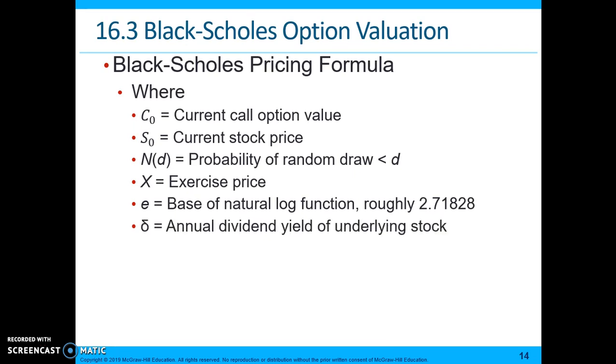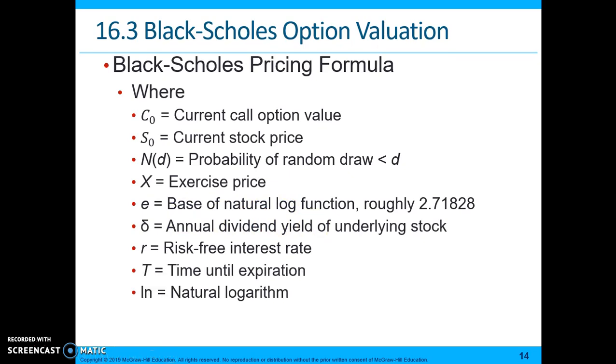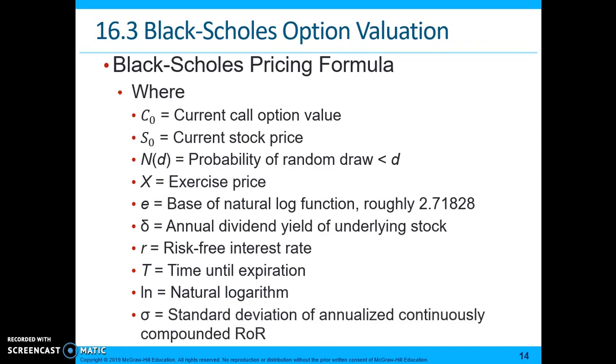Delta, again, is the annual dividend yield of the underlying stock. r is the risk-free rate. T is time until expiration. ln is the natural logarithm, and sigma is the standard deviation of the annualized continually compounded rate of return.